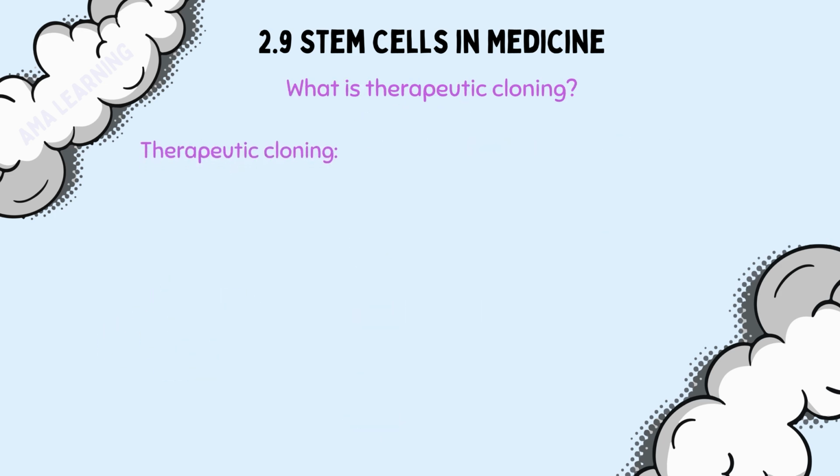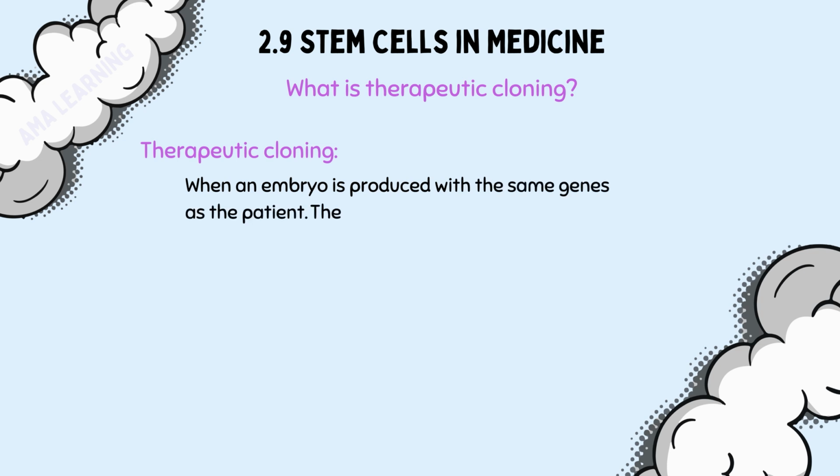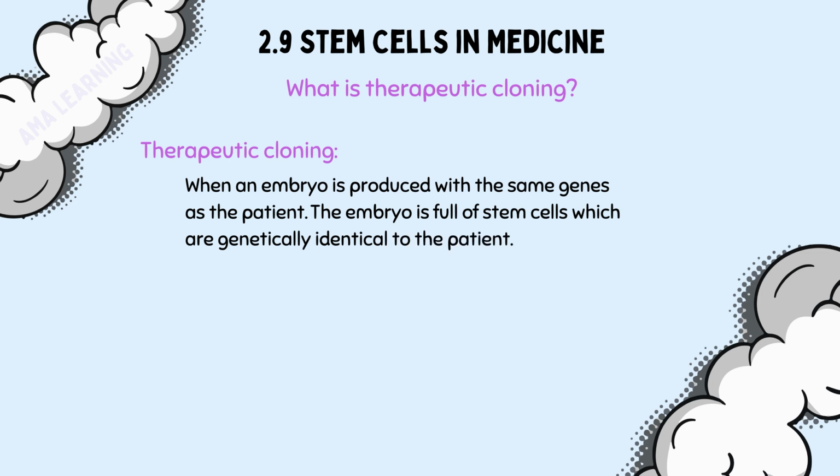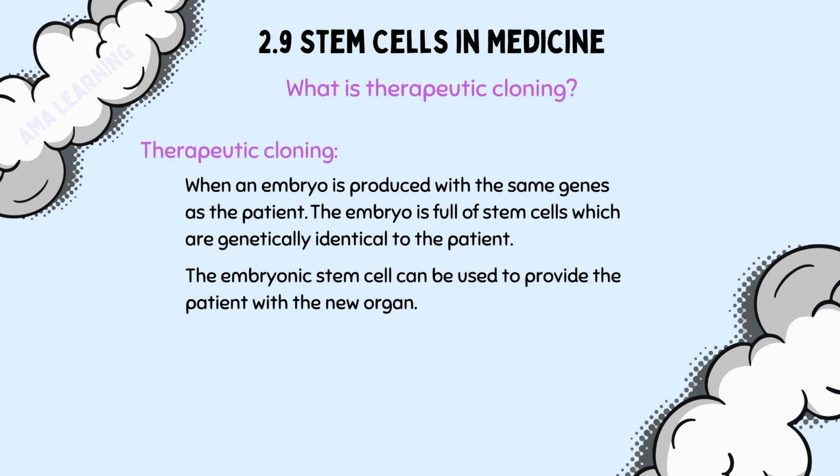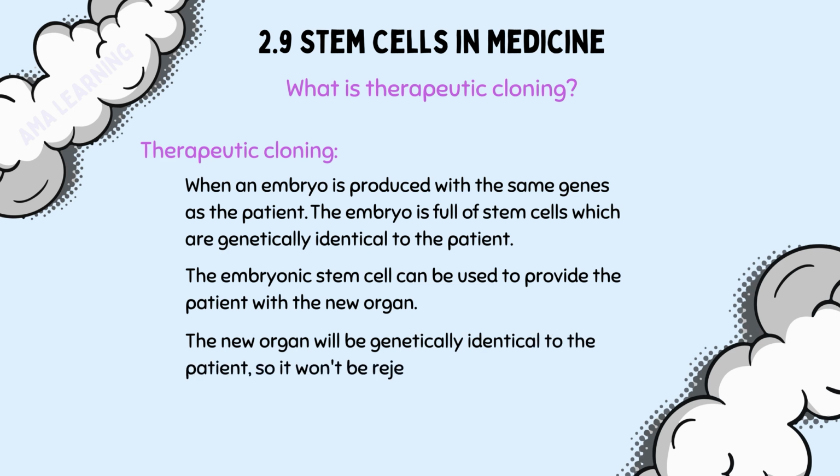Therapeutic cloning is when an embryo is produced with the same genes as the patient. The embryo is full of stem cells which are genetically identical to the patient. This means that if the patient needs a new kidney or a new heart, in theory, the embryonic stem cell can be used to provide the patient with a new organ. The new organ will be genetically identical to the patient, so it won't be rejected.